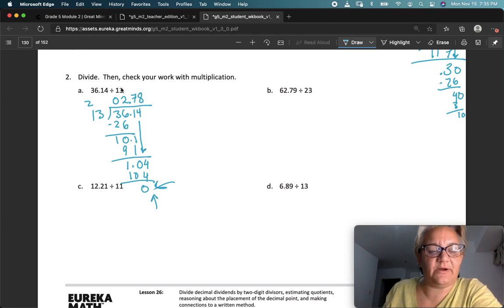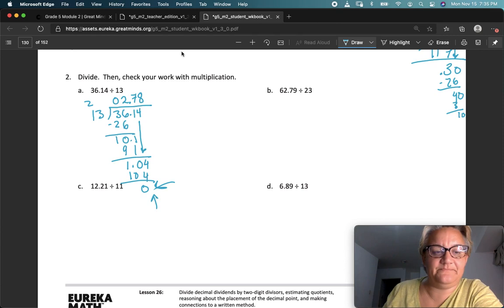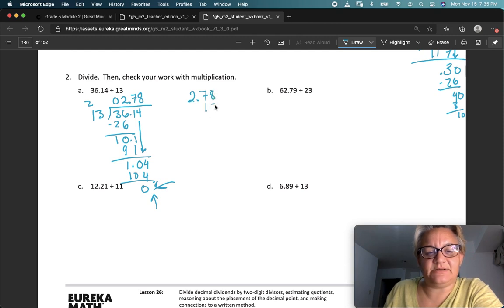How do I check my work? Well, I'm going to multiply. I'm going to multiply my quotient times my divisor, and it should equal my dividend. So let's do that. 2 and 78 hundredths times 13.